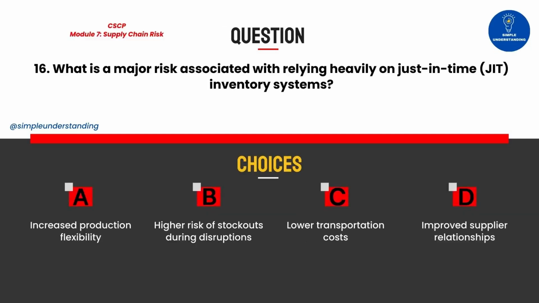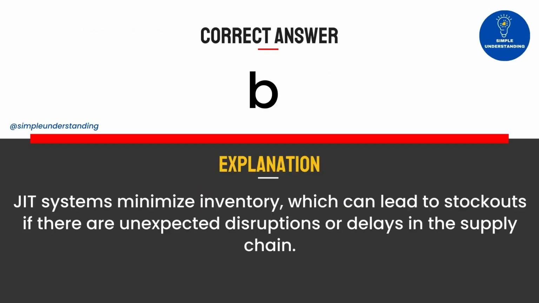16. What is a major risk associated with relying heavily on just-in-time (JIT) inventory systems? A. Increased production flexibility. B. Higher risk of stockouts during disruptions. C. Lower transportation costs. D. Improved supplier relationships. Correct answer B. Explanation. JIT systems minimize inventory, which can lead to stockouts if there are unexpected disruptions or delays in the supply chain.